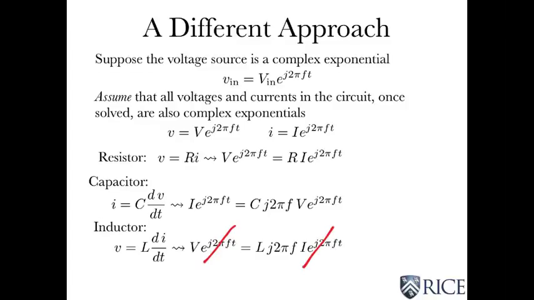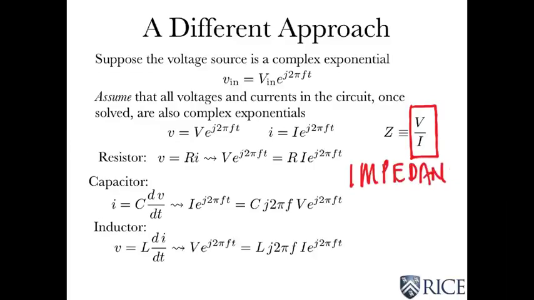Okay, this cancellation is really important because let's think about defining a quantity Z for each element that is the ratio of the complex amplitude of the voltage divided by the complex amplitude of the current. This is known as impedance.